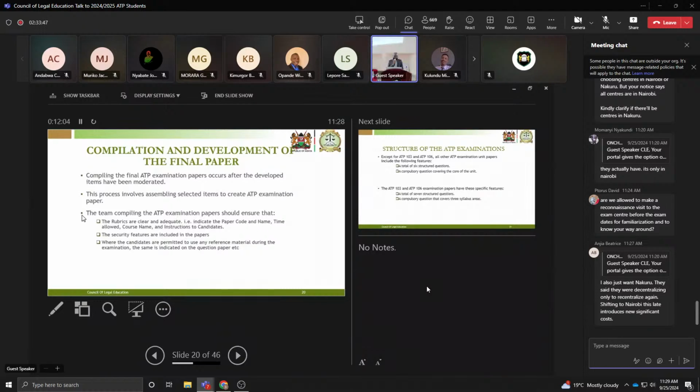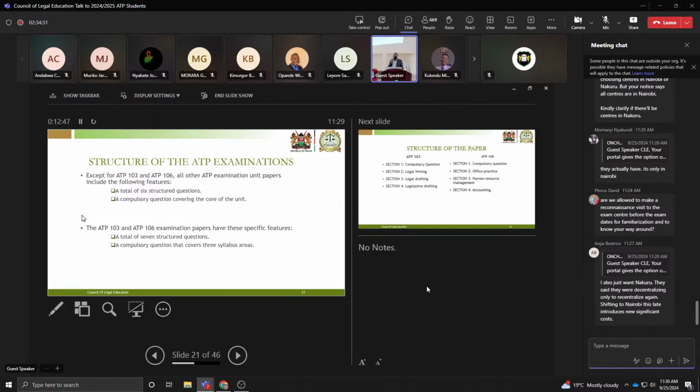The other function of this team is to ensure that the rubrics are incorporated into the final paper. Rubrics here, I'm looking at the issues of the code, the paper code, the issues of name, time, and all that are incorporated into the paper. Also, the team will ensure that security features are included in the paper, and where the candidates are permitted to carry some reference material, they will also ensure that is captured in the paper.